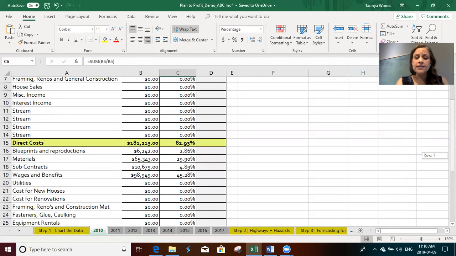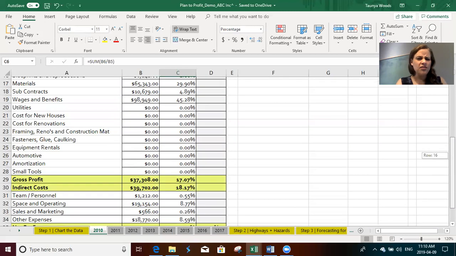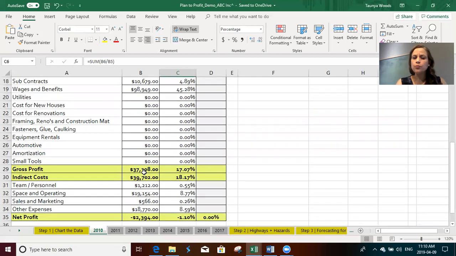So you're just going to take a look at the percentages, kind of weigh in on them, check in on them. Our gross profit is just our income, our revenue, minus our direct costs, leaves us with a gross profit, minus our direct costs then of team, space, sales, and other, right? In this case, it was 39,000. Now we see where the negative came in.